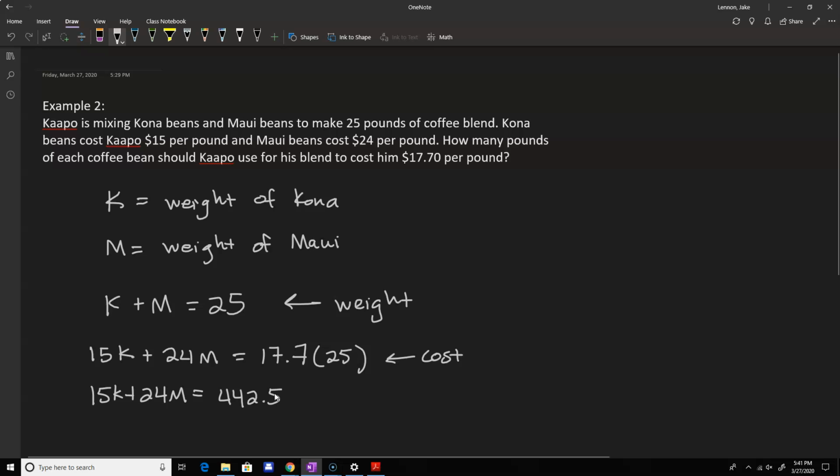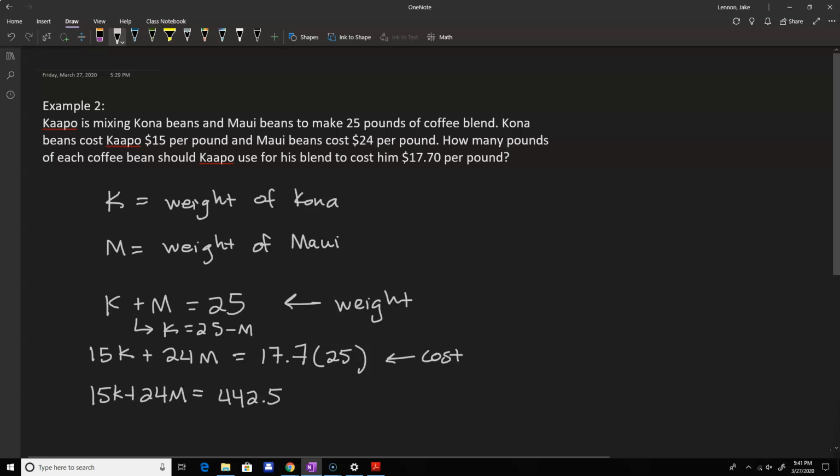So what we want to do is either get rid of the K or get rid of the M in this 15K plus 24M equals 442.5. It doesn't really matter which one you solve for. Let's just solve for K. So K is going to equal 25 minus M. You're just subtracting M on both sides.